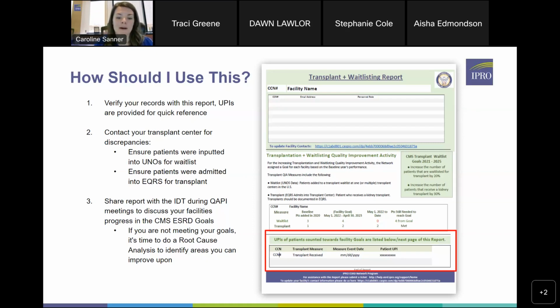After the report comes into your inbox, we send it via email. We want you to share it with your interdisciplinary team during QAPI meetings and discuss your facility's progress with the CMS goals. If you're not meeting your goals, it's time to do that root cause analysis and identify areas that you can improve upon.